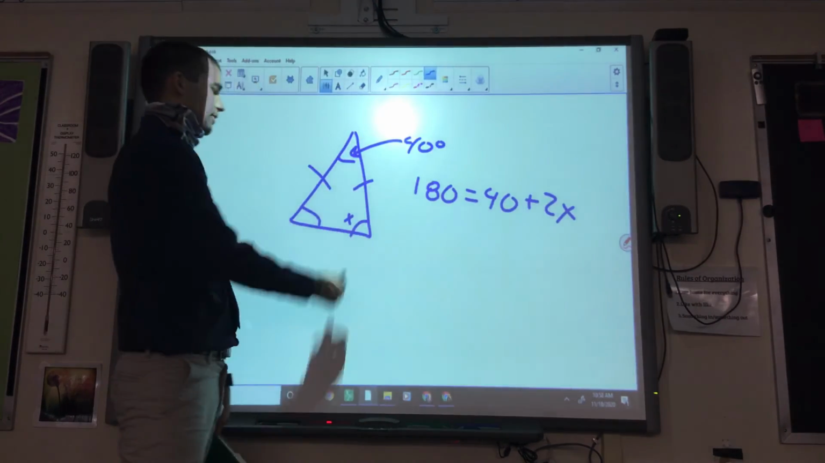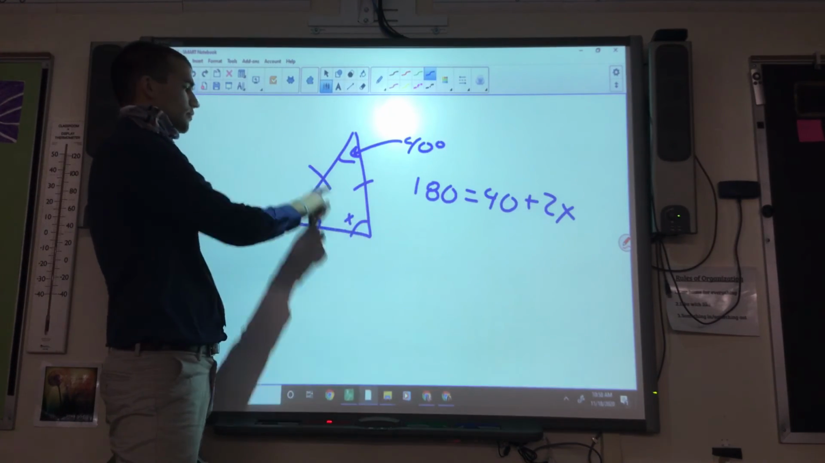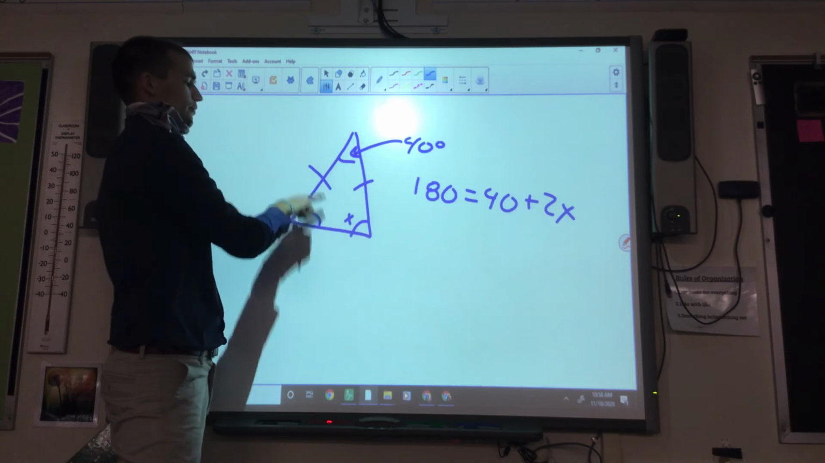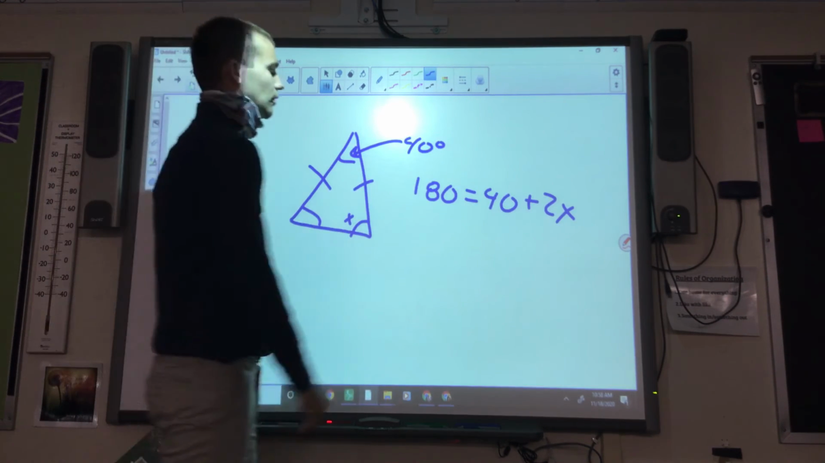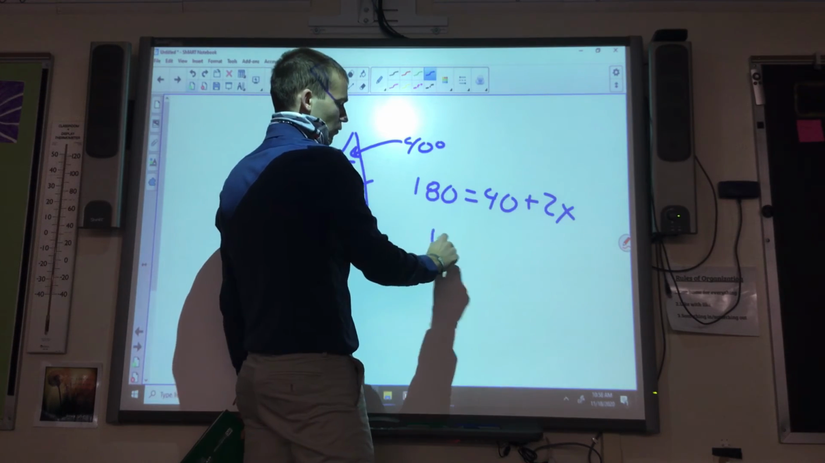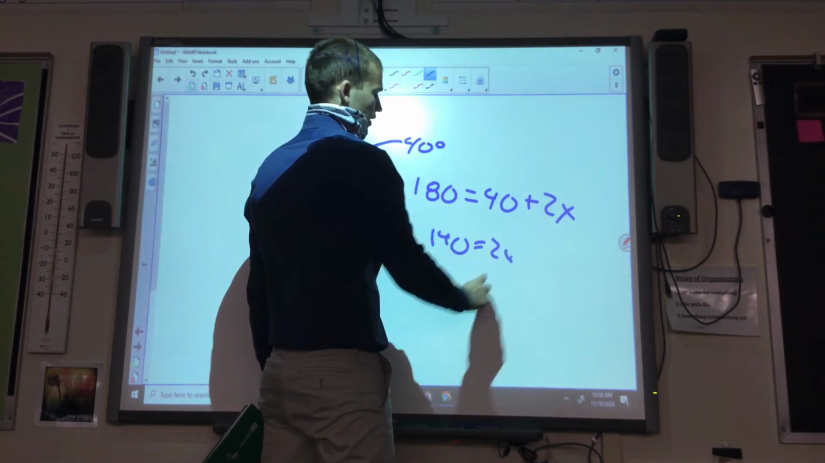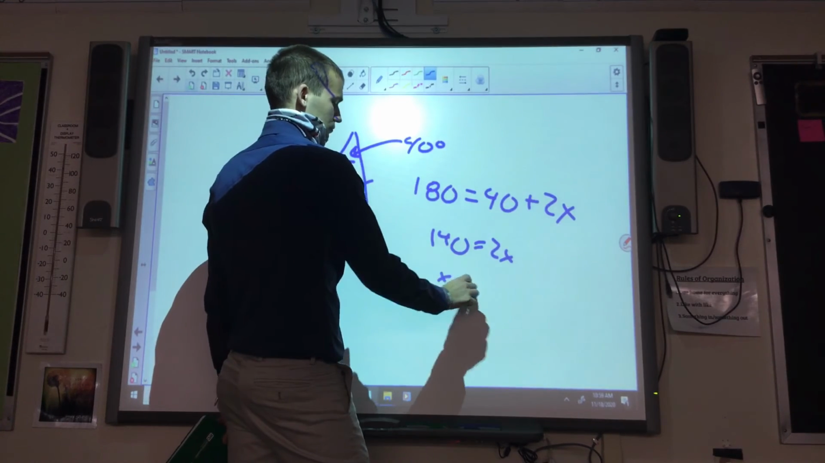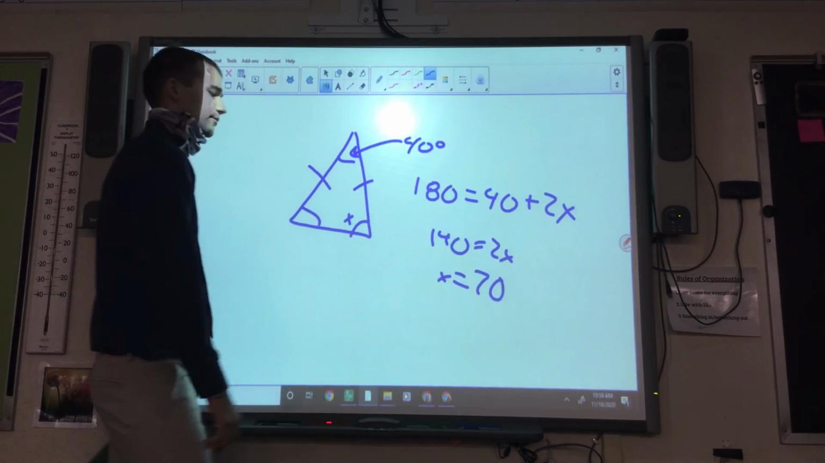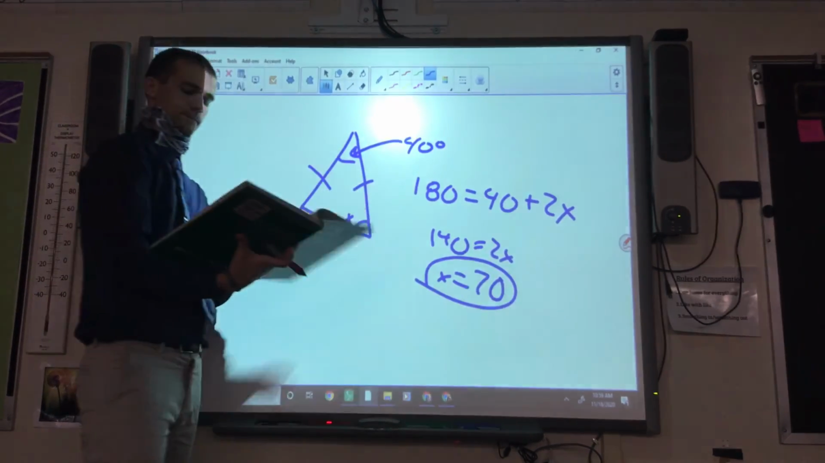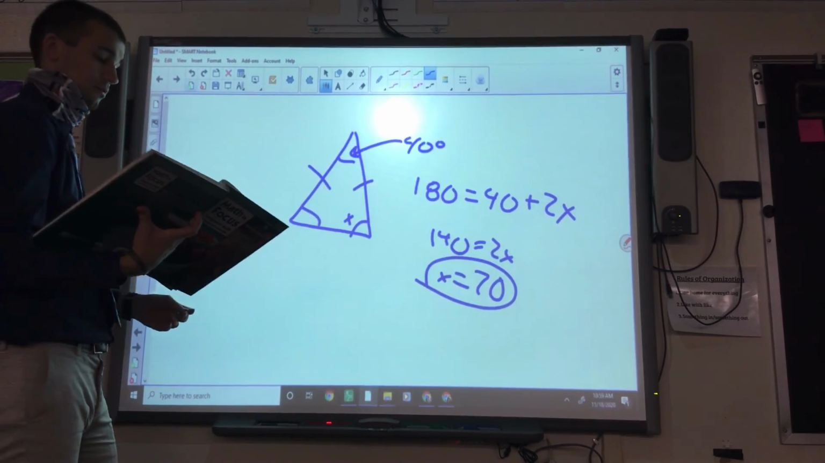Yeah, 2x, because if these sides are equal, then the angle across from this side and the angle across from this side are also going to be equal. So if you subtract 40, you're going to get 140 equals 2x. X equals what? 70. Yep. 70, there's your answer. That's for an isosceles triangle.